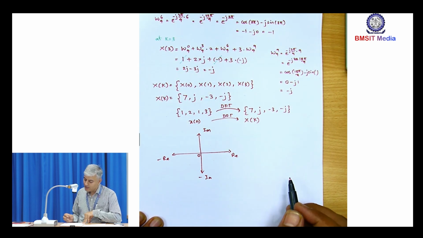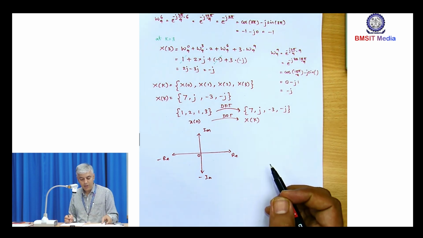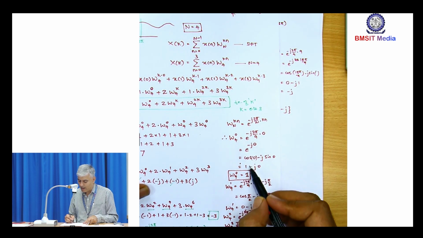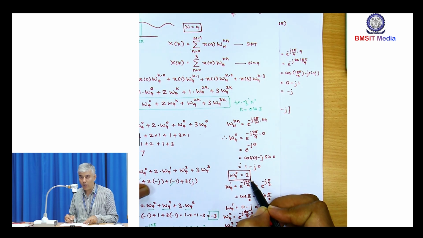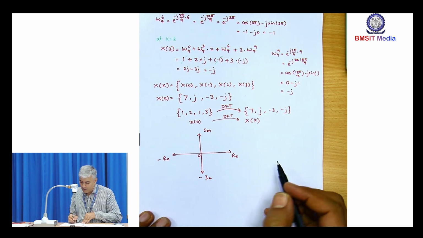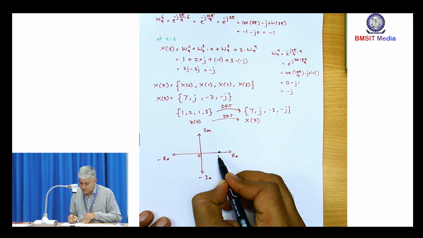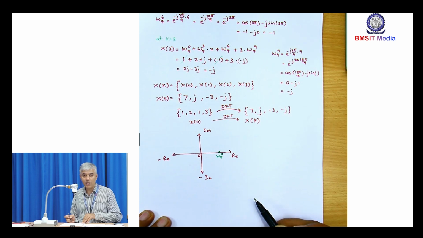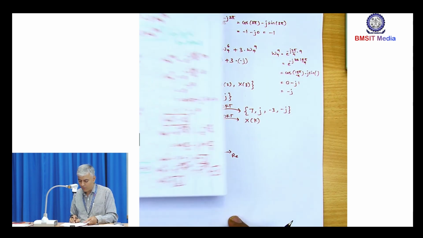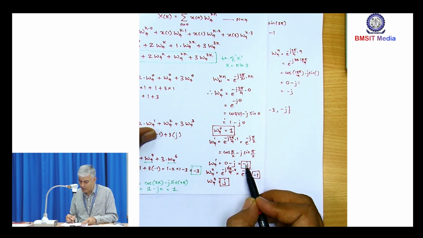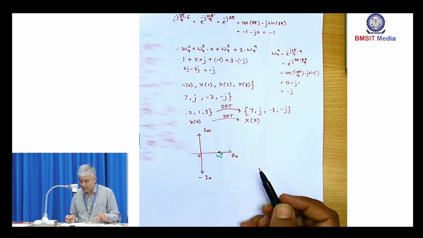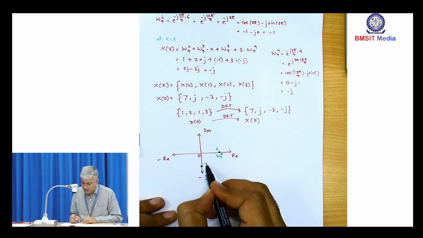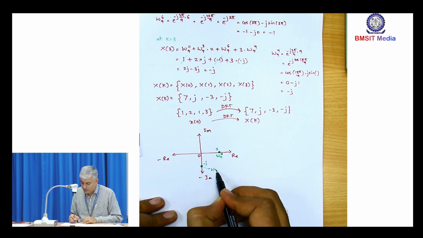Where is W4 raised to 0? W4 raised to 0 happens to be at point 1, right? So on the complex plane, suppose 1 is over here. So this is W4 raised to 0. Similarly, where is W4 raised to 1? W4 raised to 1 is minus j. So minus j is over here. This is minus j. So this value is W4 raised to 1.